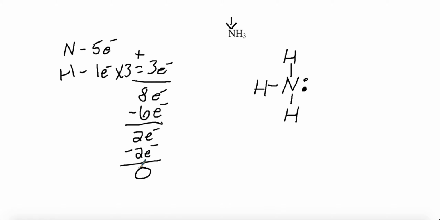Now we've got 0 electrons left to distribute. Everything now has a full shell. Here's our NH3 structure.